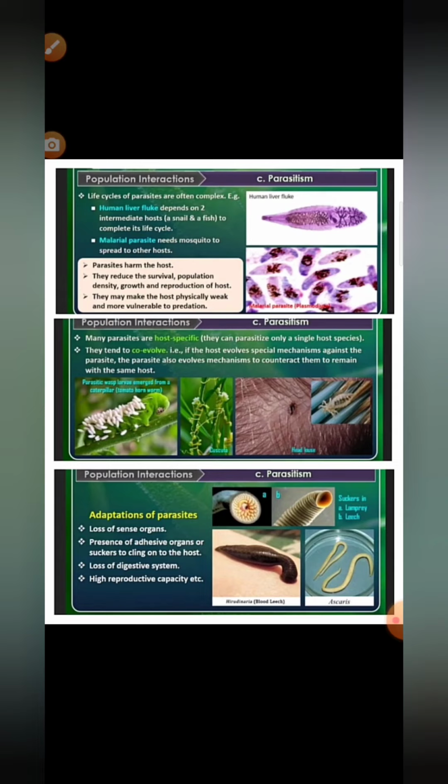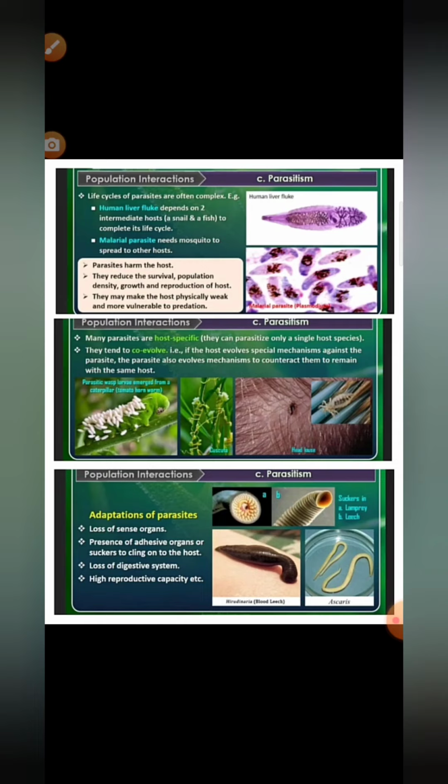Okay. And the adaptations of the parasite have evolved to be host specific in such a manner that both the host and the parasite tend to co-evolve. Loss of unnecessary sense organs is taking place. Adhesive organs or suckers are present in the parasite. Loss of digestive system and high reproductive capacity. Okay, these 5 points are the adaptations of the parasite.